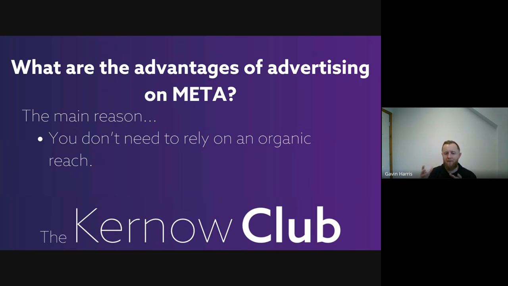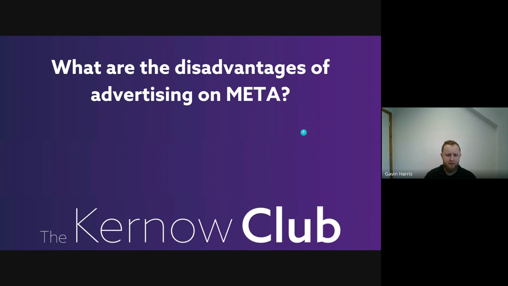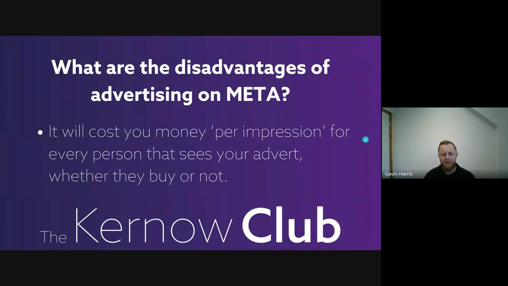So the advantage of advertising is you don't have to rely on going viral. Instead, you put in the parameters of the people that you want to reach and Meta will do the rest. It's as simple as that. So that is the advantage of advertising on Meta. The disadvantage, and there are obviously more, but this is the main one, is it will cost you money per impression for every person that sees your advert, whether they buy or not. And that is a big sticky point for a lot of people.